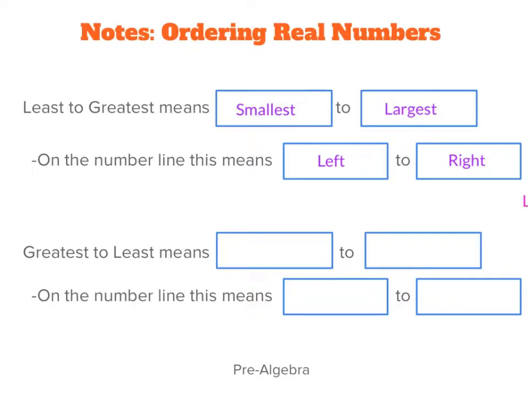Greatest to least means that we're going from the largest number to the smallest number. And on a number line, that looks from right to left. So now let's go ahead and take a look at a few examples.